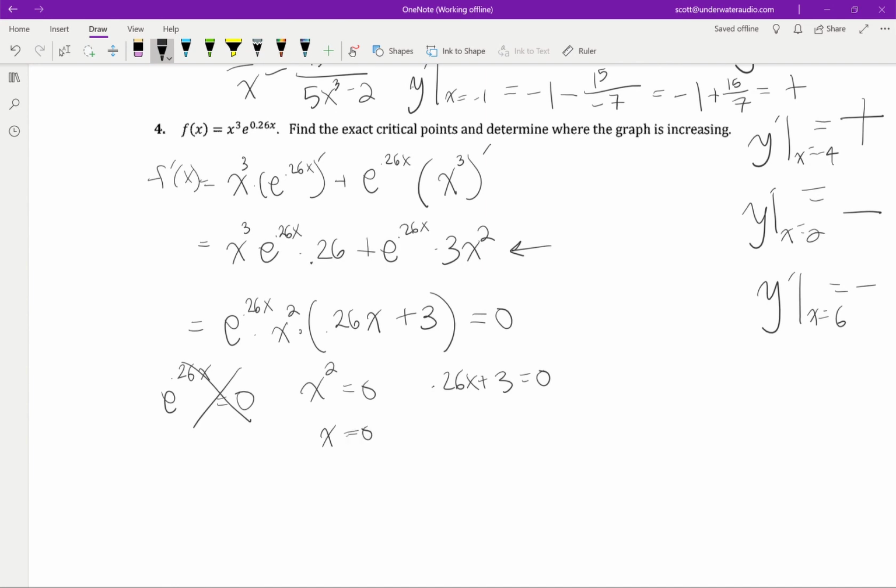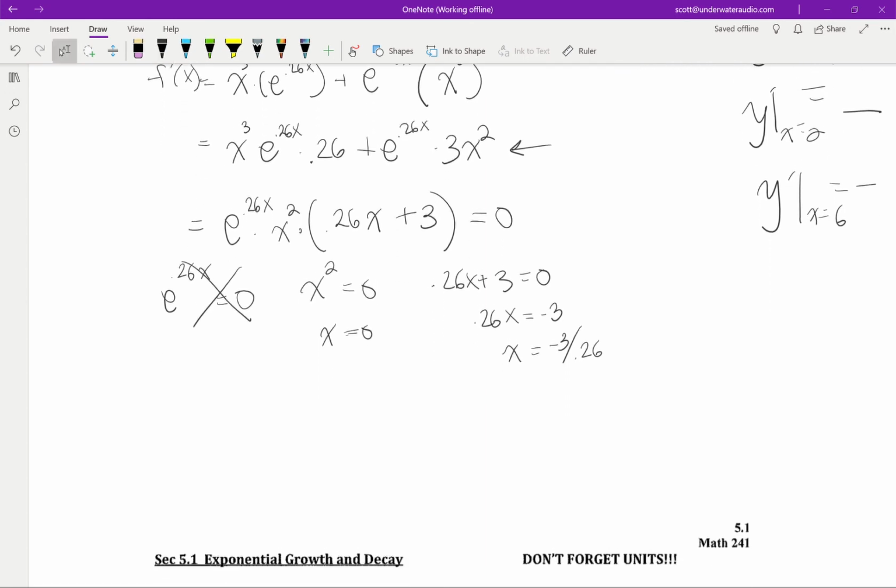And then to solve this one, I could subtract 3 and then divide by 0.26. And then I'm going to put that into a calculator just to see if that's an ugly decimal or if that's not too bad. -3 divided by 0.26. That's pretty bad. We'll leave it as is. Okay, so these are my critical points, which means I'm going to make a number line and test points.